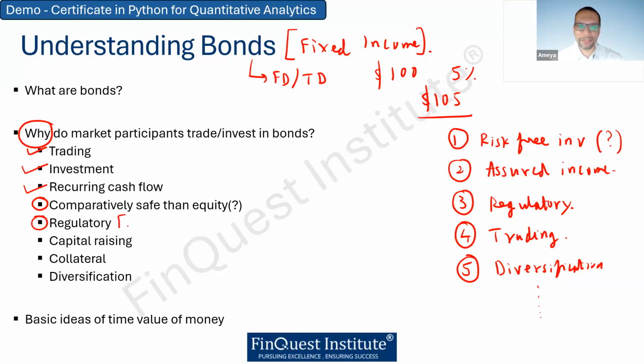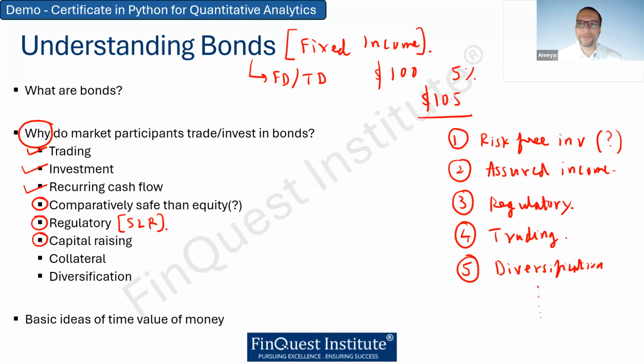So SLR is the statutory liquidity ratio, which is required under regulatory guidelines. So banks are expected to invest money in government securities. So that increases the demand from a bank's perspective to invest in bonds. It can be used for capital raising as well.